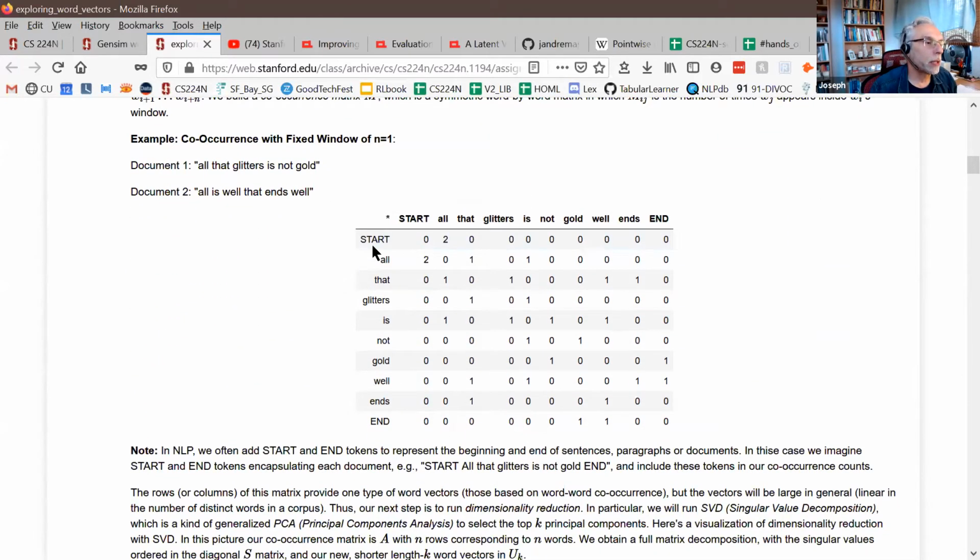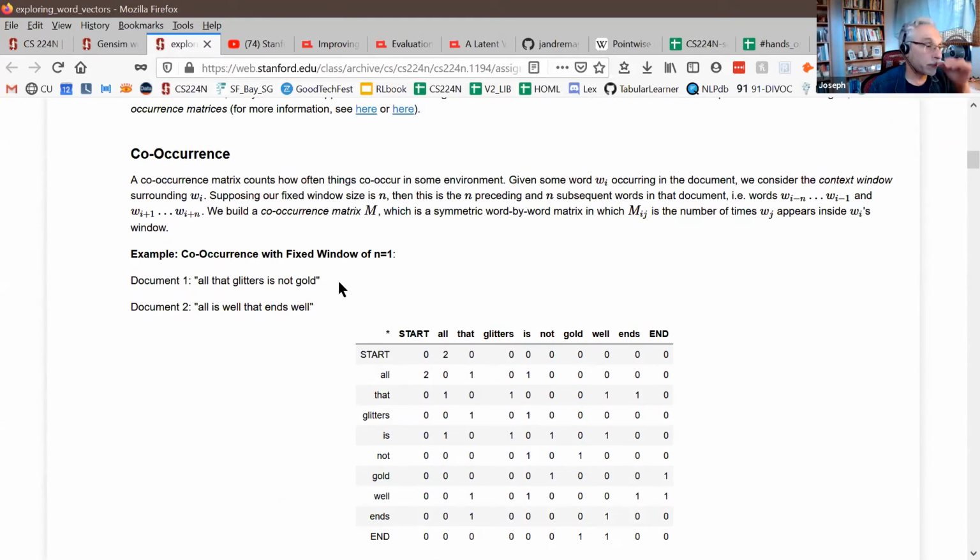So here it is, a list of words. The same list of words are the columns, and then you have a couple of documents, and you count the number of times that a given word occurs in context with another given word. So let's take this, for example.